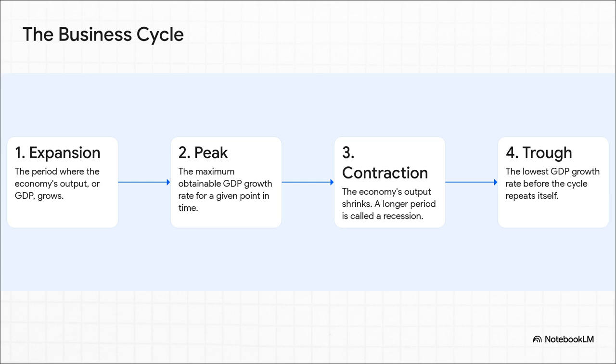Then you hit the peak, the highest point. After that comes the contraction, where things start to slow down. And finally, you hit the trough, which is the bottom, right before the whole cycle kicks off again.